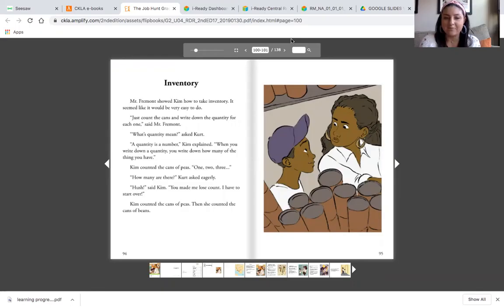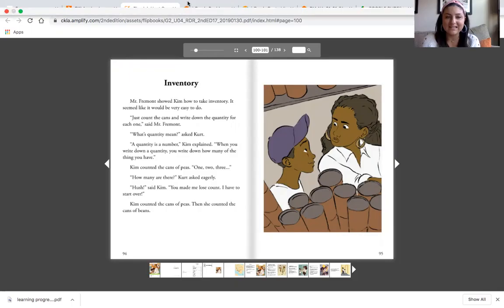Kim counted the cans of peas. 1, 2, 3. How many are there? Kurt asked eagerly. Hush, said Kim. You made me lose count. I have to start over. Kim counted the cans of peas. Then she counted the cans of beans.